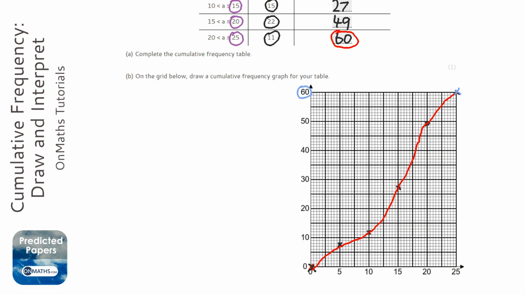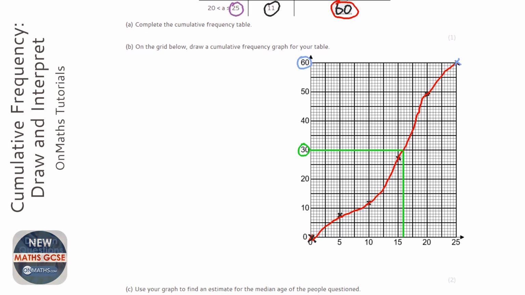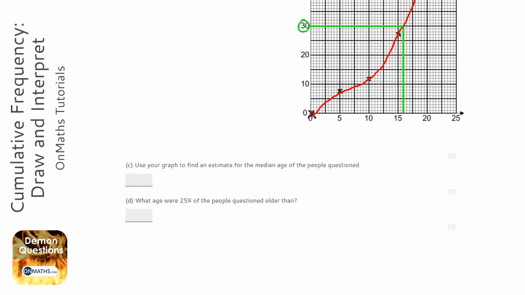And to find the median, you just halve the 60. But 30 is not the median. 30 is how we find the median. To get the median, we need to draw a line across from 30. So we're going to draw a line across until it hits our line. And then we're going to draw a line down from where it hits it. Now mine looks roughly, I would say about maybe 16. I'm going to go for 16 for mine.